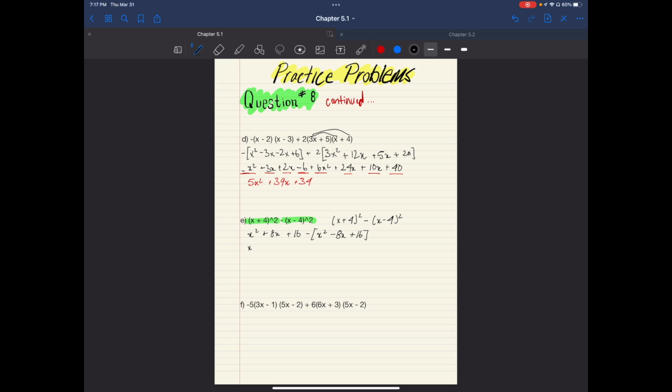And now if we write this out, x squared plus 8x plus 16 minus x squared plus 8x minus 16. Combine like terms. Let's do our x squareds. That becomes 0. Let's do our x's. 8x, 8x becomes 16x. And let's do our constants. Oh, what do you know? It becomes 0 as well. So final answer is 16x.